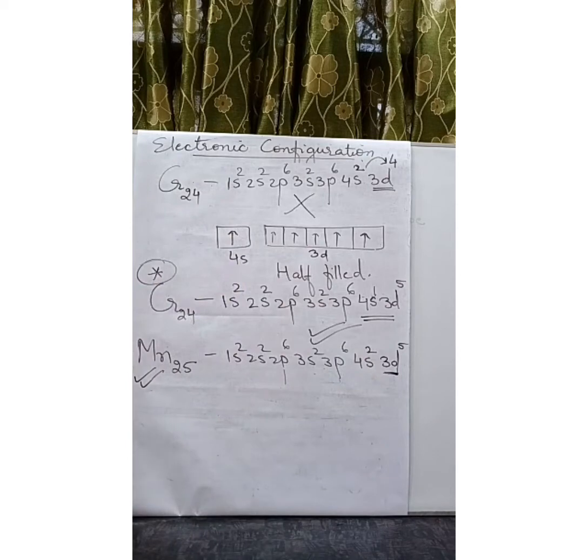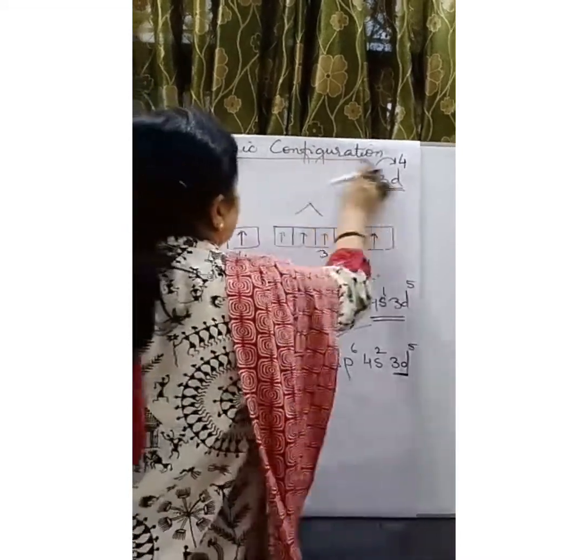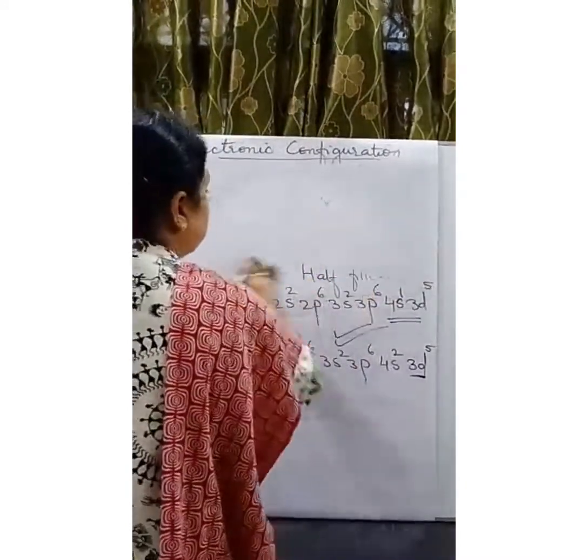After manganese, we have the next element, that is iron. Iron is 26. So chromium is an exception, you have to keep in mind.